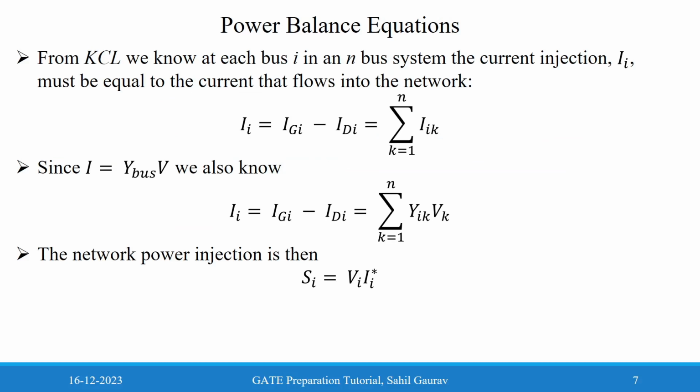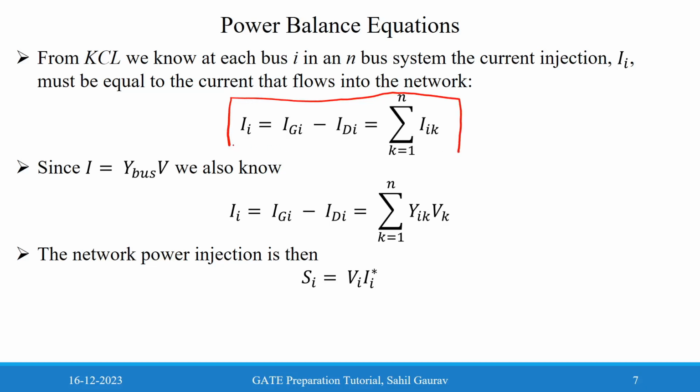Now, how can we find this power balance equation? Again, we will use KCL. From KCL, we know that at each bus i in an N-bus system, the current injection I_i must be equal to the current that flows into the network. That is, I_i is equal to the current being generated minus the current demand I_Di. So we can write I_i is equal to the summation from k equal to 1 to N of I_ik. This we can write from the KCL.